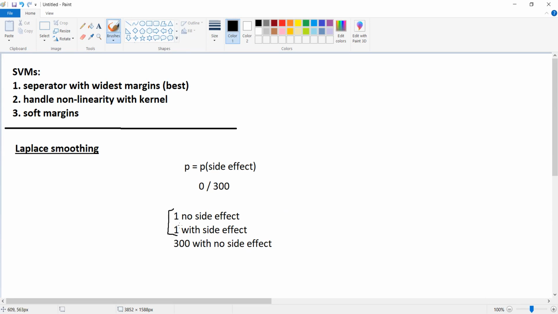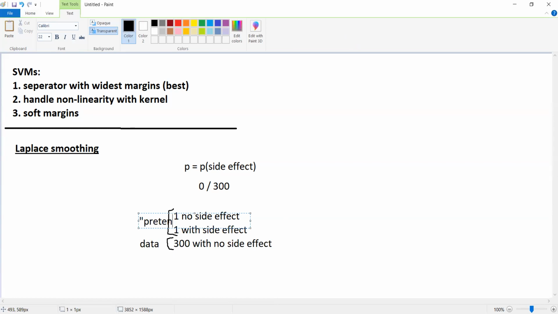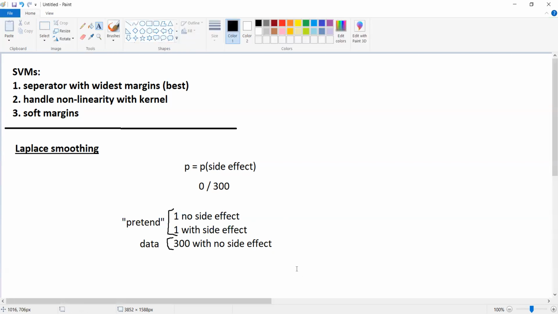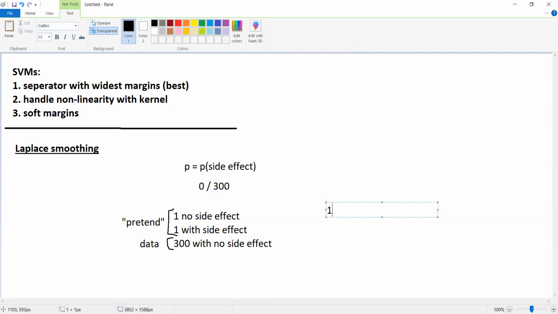No, 300, because these two are not real observations. These are the ones we pretend, and these are the ones that we measure. This is our actual data. I'm calling them the pretend. Now, it should be clear that the probabilities will never be 0, because we always have at least one pretend person, right? And then our actual estimate will be 1 person out of 302, right?